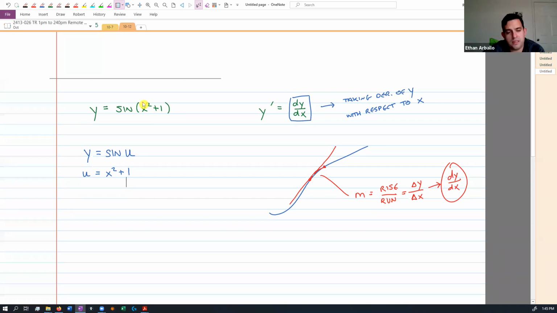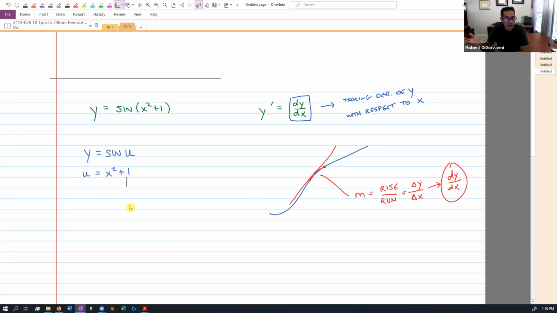Is this kind of like u substitution, college algebra? You could call this substitution, sure. Yeah, you're substituting this expression out for u, right?